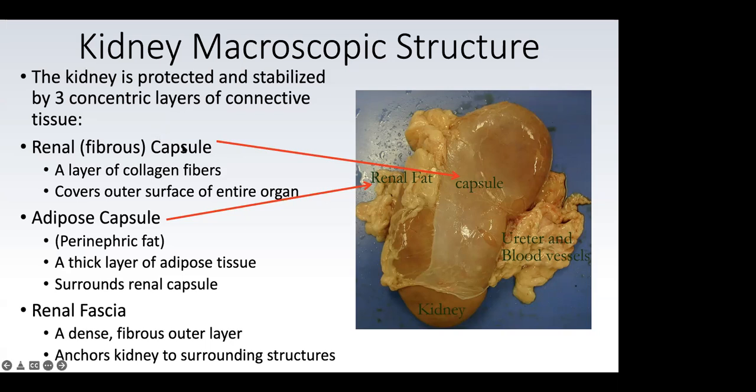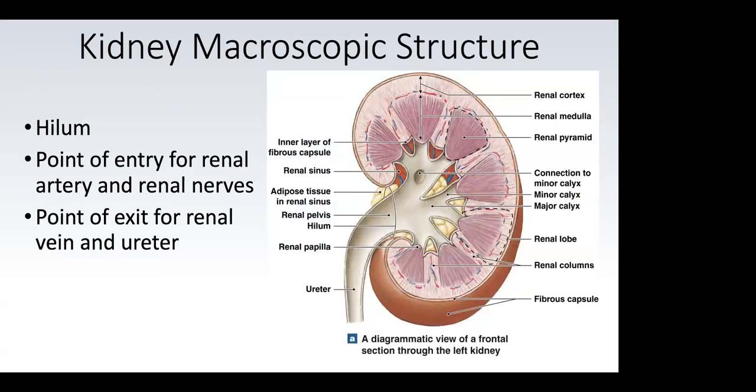So we've already seen the renal fibrous capsule. It's the most immediate layer of collagen fibers, so essentially connective tissue around the renal cortex. Outside of the renal fibrous capsule is a fatty capsule, basically a layer that surrounds the kidney that's made of adipose tissue. This adipose is really good at shock absorption, so it's one of the reasons for why it's there. And then surrounding the adipose capsule is the renal fascia, a dense fibrous outer layer. This is really important for anchoring the kidney to surrounding structures so that it's not moving in the retroperitoneal space. That would obviously be problematic.